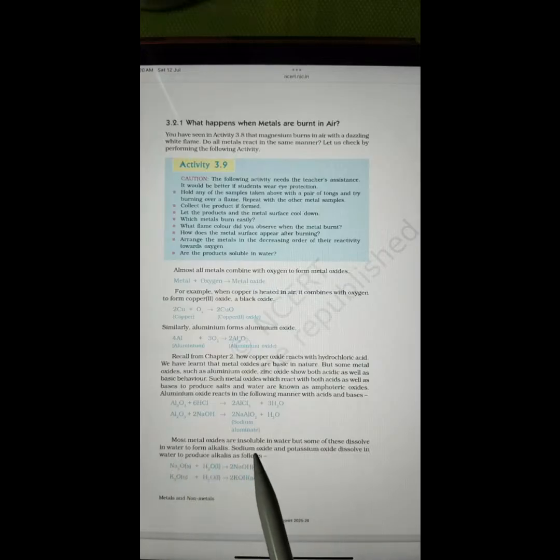Most metal oxides are insoluble in water, but some of these dissolve in water to form alkalis. Sodium oxide and potassium oxide dissolve in water to produce alkalis as follows. Na2O in the solid form will react with water in the liquid form to produce 2NaOH in the aqueous form. K2O in the solid form plus H2O in the liquid form will form 2KOH in the aqueous form.